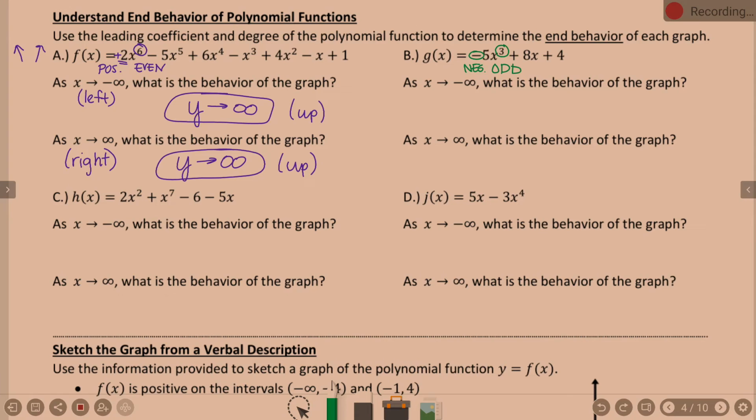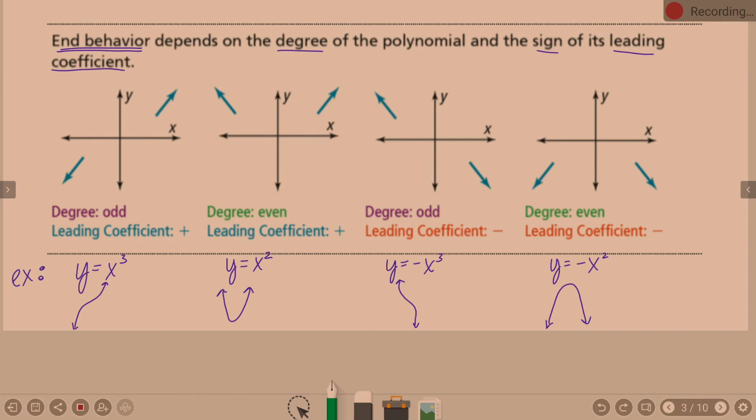What does my graph look like? So if it's odd, I know it's either up, down, or down, up. If it's negative, which way is it? It starts up and ends down, yes? And I'm just getting this from this chart right here, yes? I'm not making magic happen. I'm going back to my chart, if anyone's confused about where I'm making this magic happen, okay?